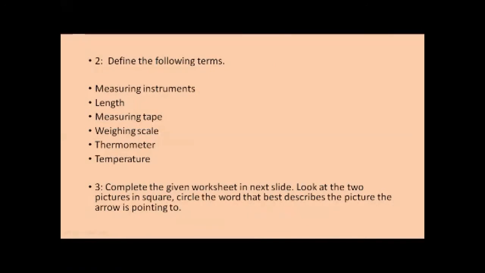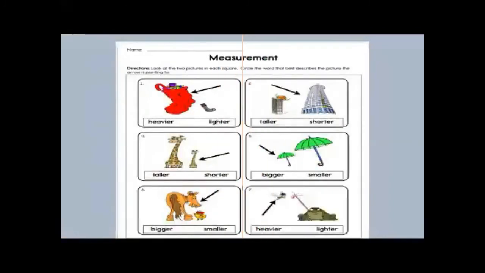Complete the given worksheet in next slides. Look at the pictures in the square, circle the word that best describes the picture the arrow is pointing to. Okay? Okay, done? Now, this is the worksheet. Okay. Look at the two pictures in each square. Okay, beta, look at the two pictures in each square. Circle the word that best describes the picture the arrow is pointing to. Okay, the arrow is pointing to, okay, this one.